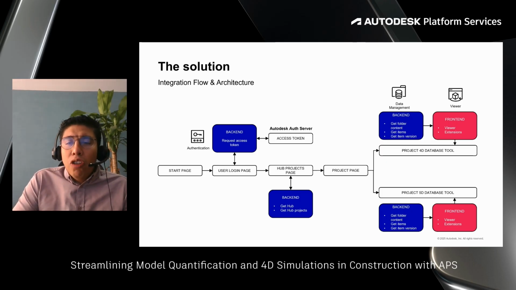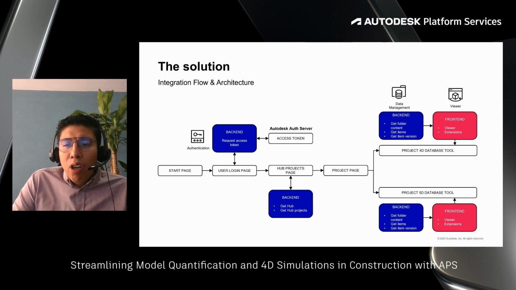The solution workflow is really easy. You have the start page, then the user needs to log in. After logging in, it goes back and, with the access token, goes to the hubs project page. This page displays all the projects where the user has access, where the user is enrolled. Then the project page is a start page where all the users, issues, files, submittals, and also a single viewer are presented.